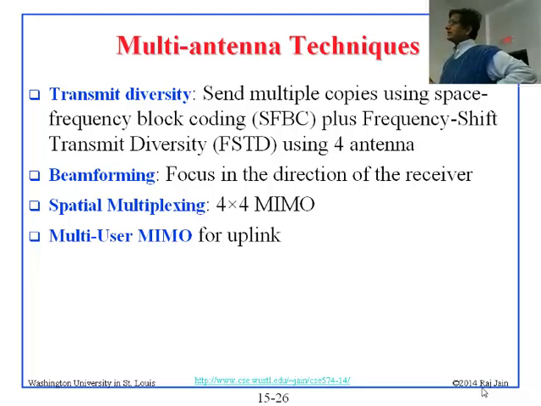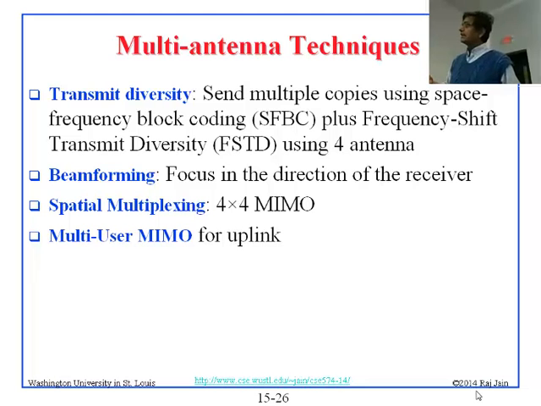Spatial multiplexing is basically MIMO, where you send multiple antennas input and multiple antennas output, and the signals are somehow separated out. We discussed that, but then there is multi-user MIMO, where people don't have multiple antennas, but multiple people can join together to make multiple antennas. So I'm going to explain these other concepts in the next few slides.